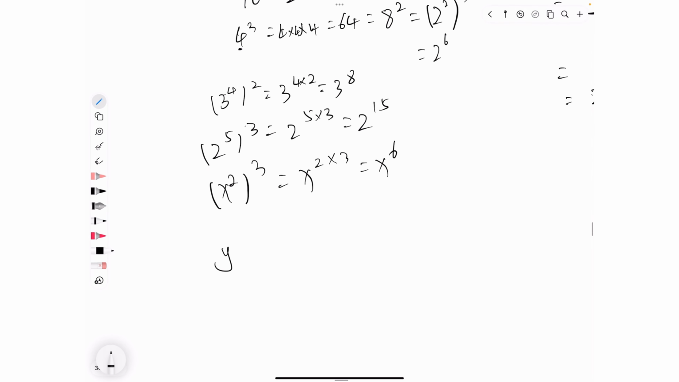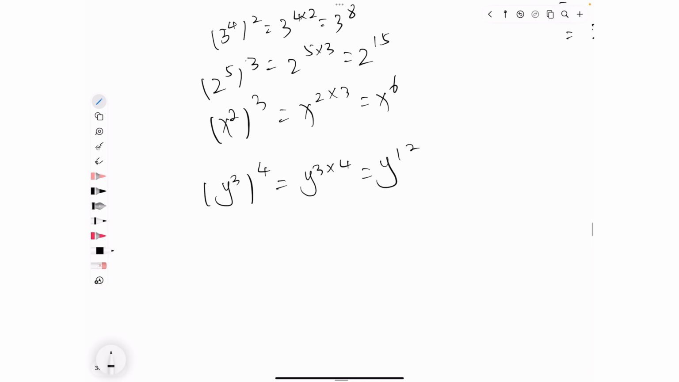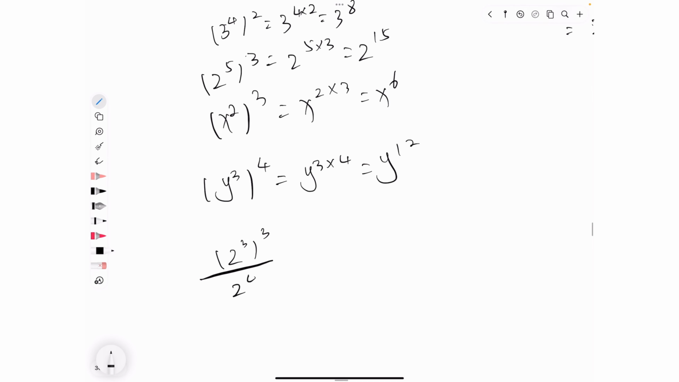Simplify y to the 3 to the 4. That'll be y to the 3 times 4, which is y to the 12. 2 cubed, then cubed, divided by 2 to the 4 equals 2 to the 3 times 3 divided by 2 to the 4. So it's 2 to the 9 minus 4, 2 to the 5.